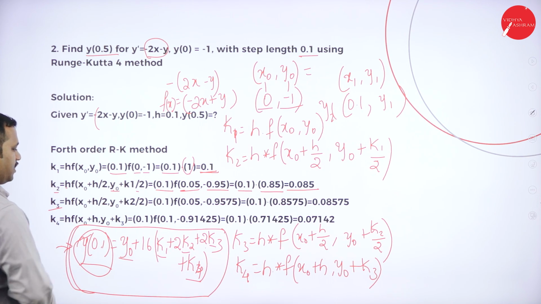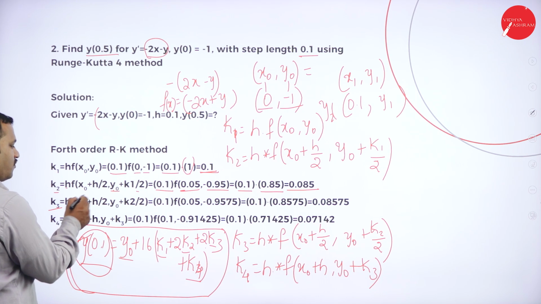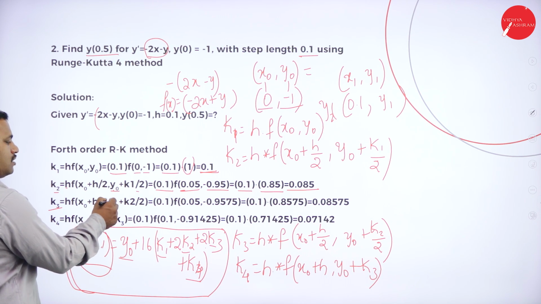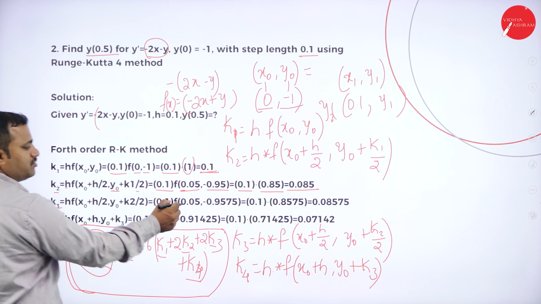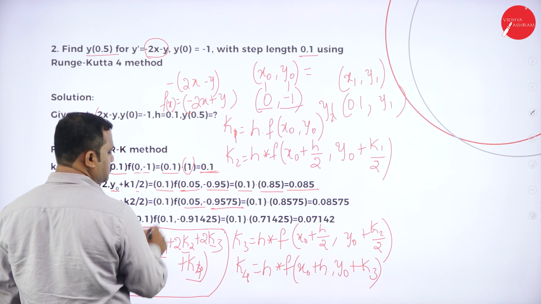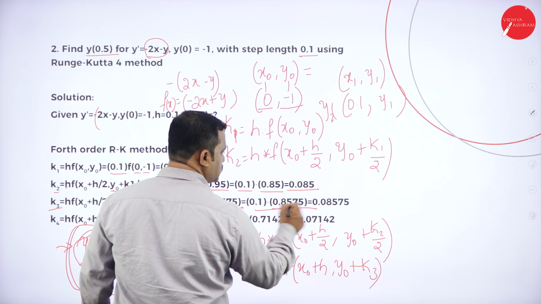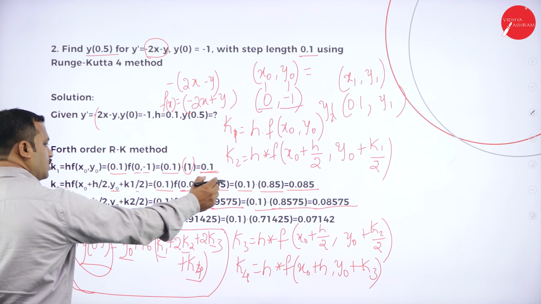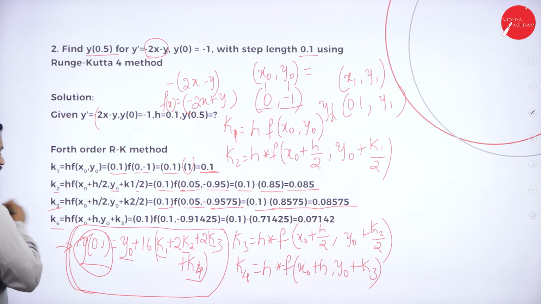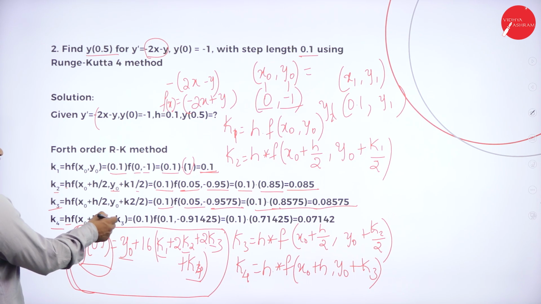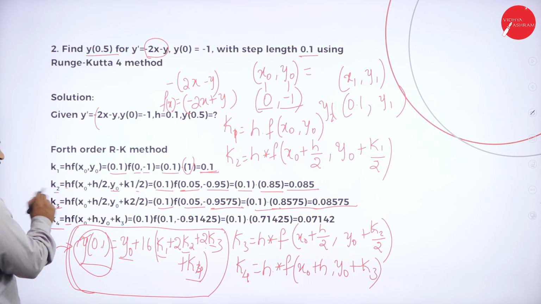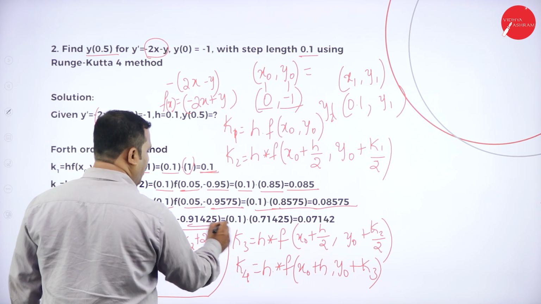Now k3 is obtained in the same manner, that is h into f of x0 plus h by 2 comma y0 plus k2 by 2. That gives me the value of this term and this term. That has to be multiplied by 0.1. If I do that operation, what is the value? I am getting this. So k1, k2, k3 is obtained. Then k4 is obtained with this h equal to 0.1 into x0 plus h comma y0 plus k3, which you have obtained in the previous step, which gives me the ultimate value like this.